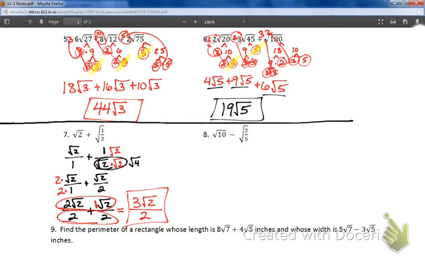So again, we're assuming you know how to deal with fractions at least a little bit, how to add and subtract fractions together. So let's go ahead and try number 8 on your own, possibly. I'm going to pretty much go through the same process here.